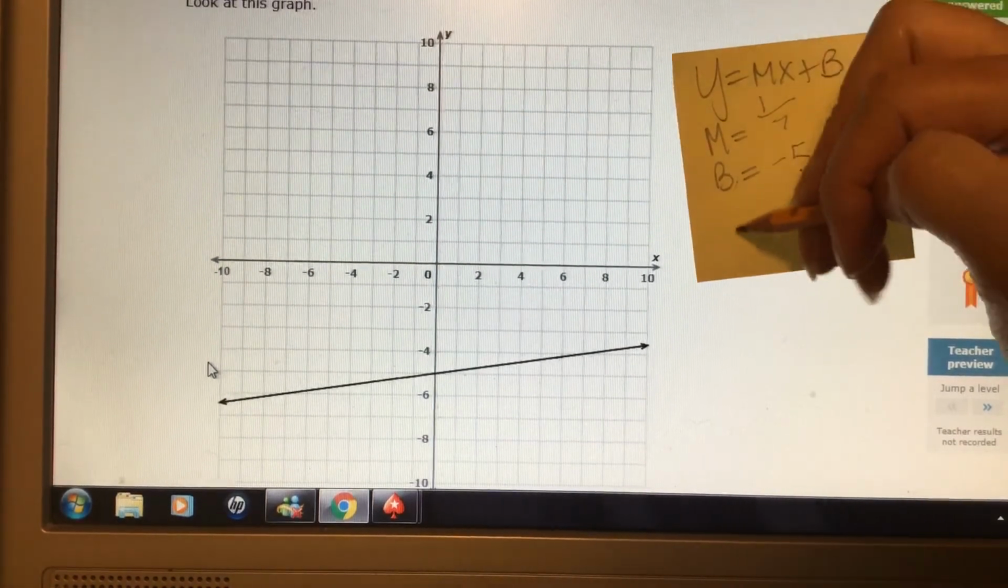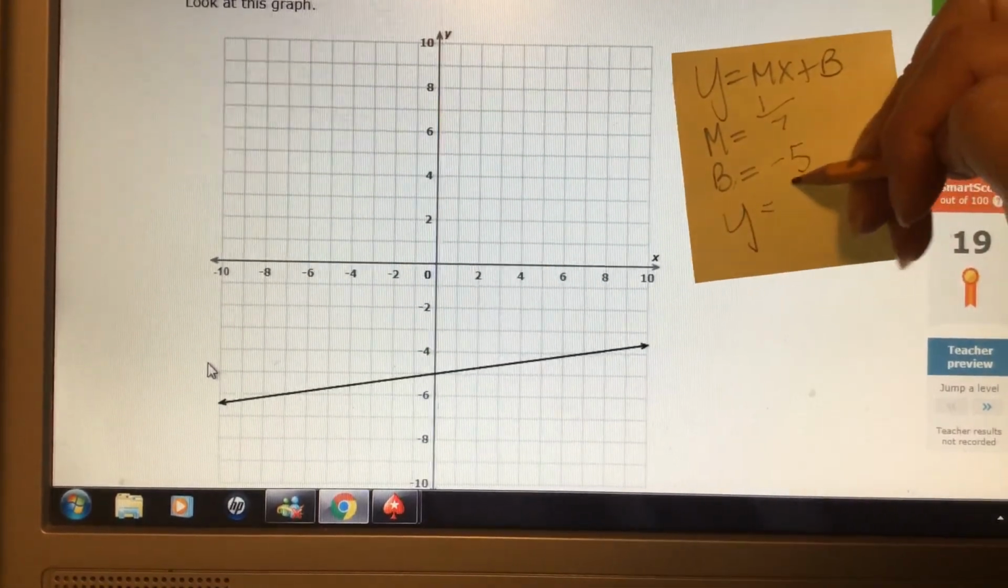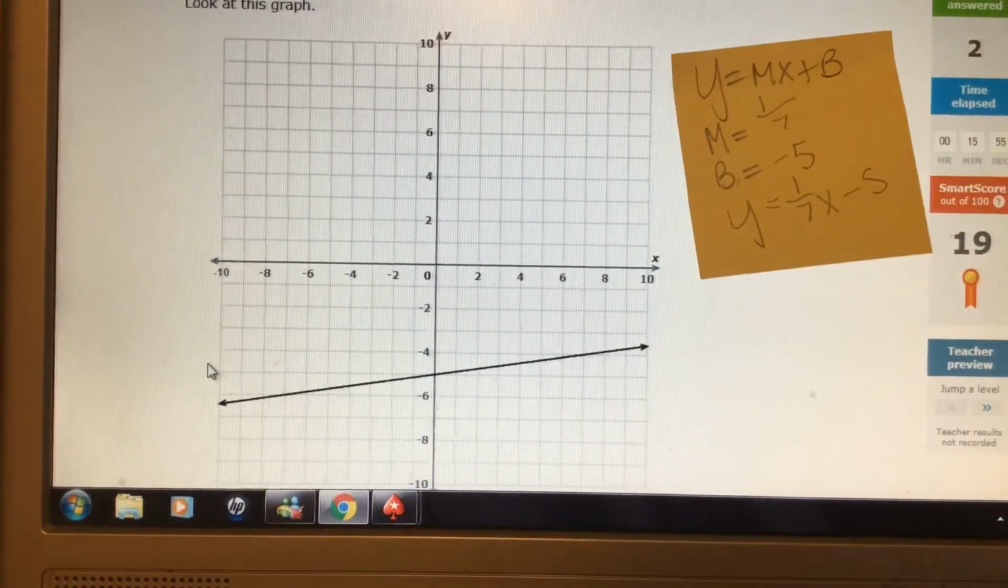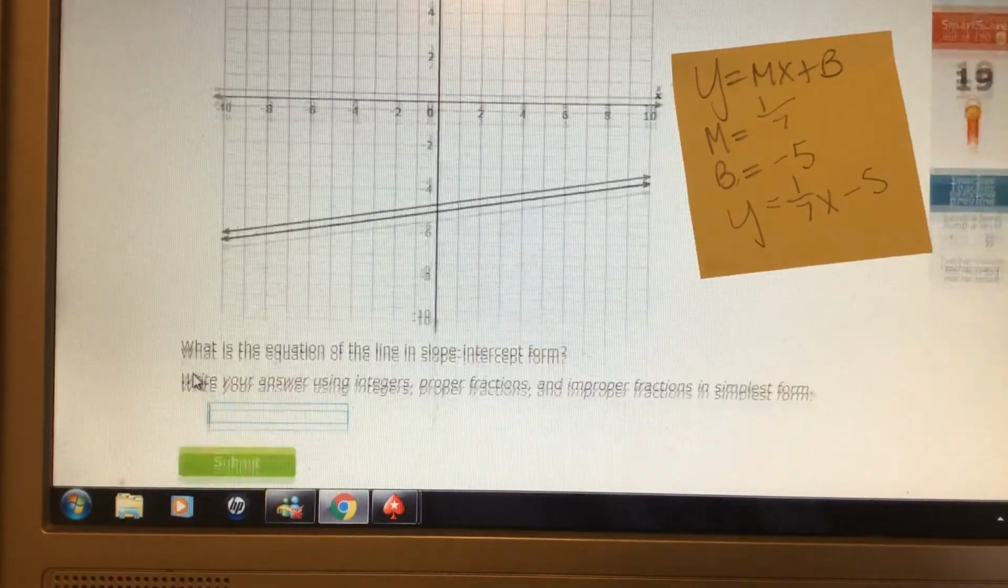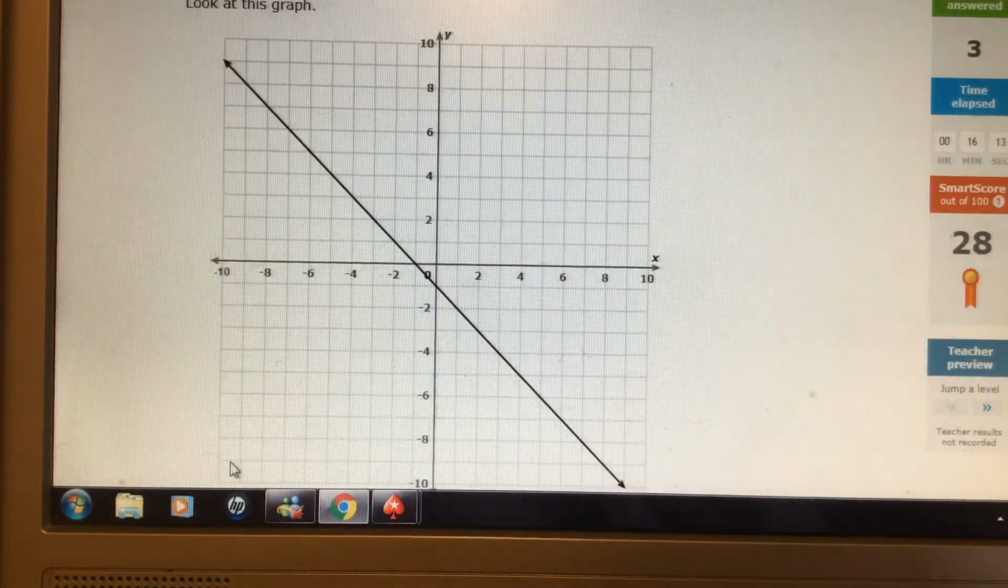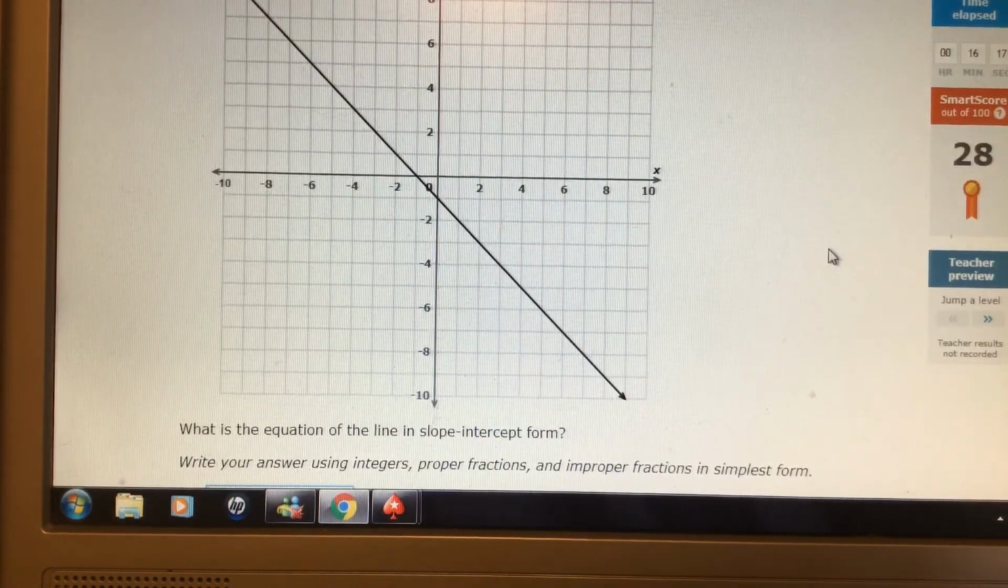And then I can write my equation. Y equals 1 over 7x minus 5. Now I'm going to go ahead and scroll down. Y equals 1 over 7x minus 5. And hit submit. Yay.